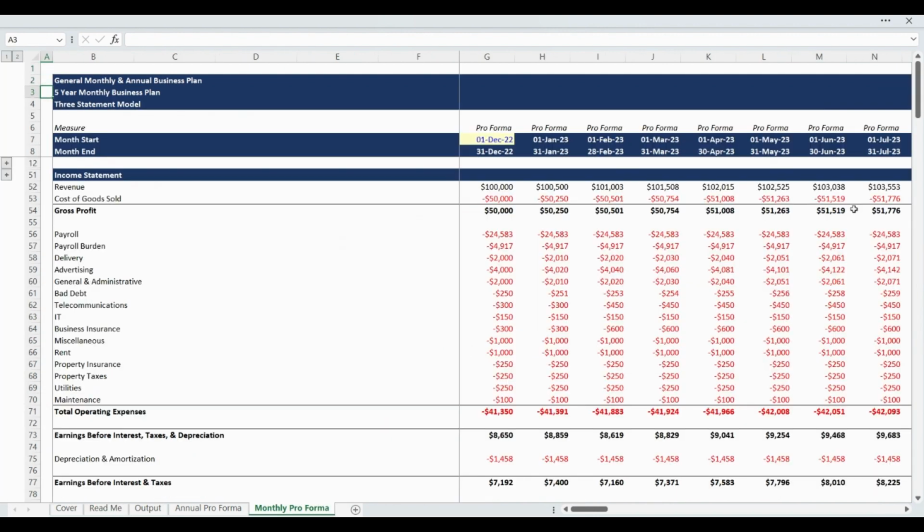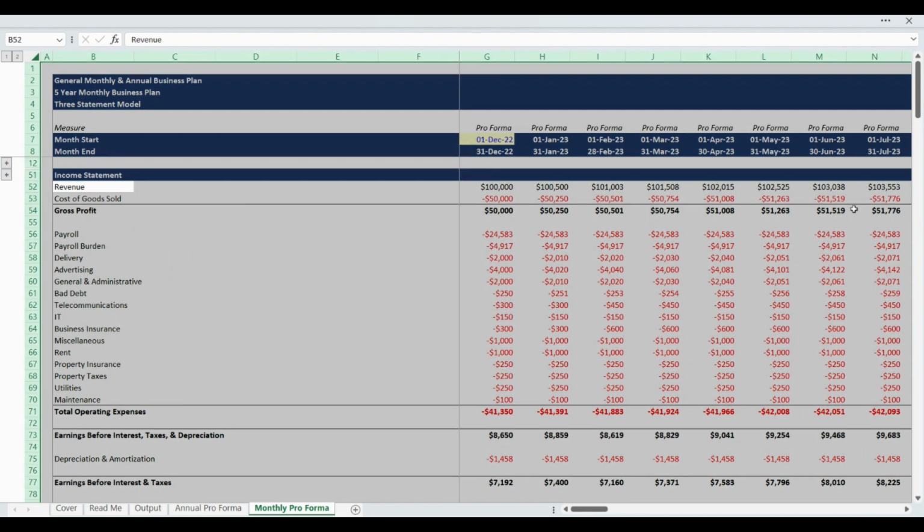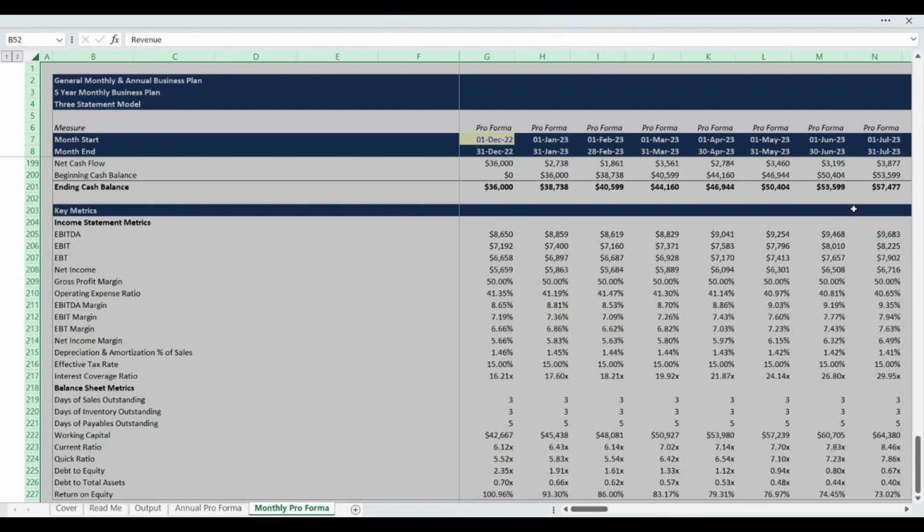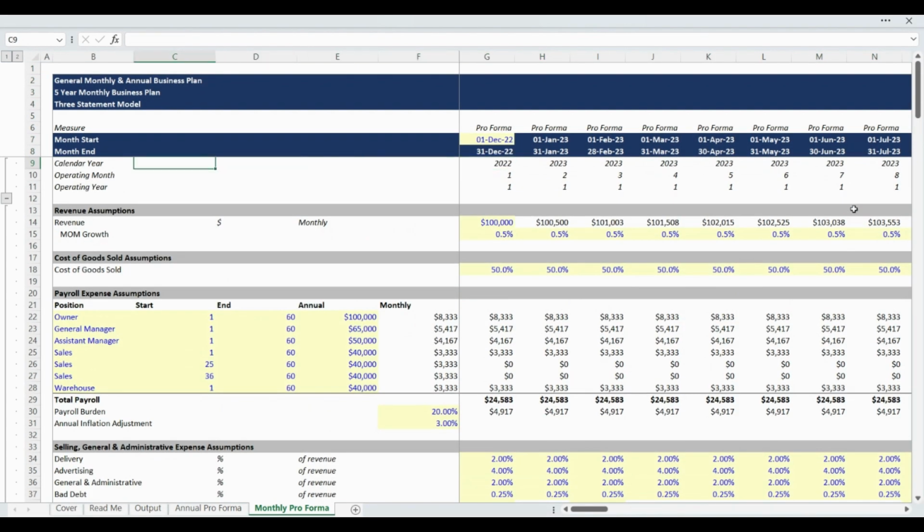Let's start this model walkthrough at the monthly Pro Forma tab. The monthly Pro Forma includes all assumption inputs as well as the calculations for the income statement, balance sheet, and statement of cash flows. Assumption inputs are grouped and hidden for usability, but let's start by unhiding them. Cell G7 contains a date input to start your analysis.